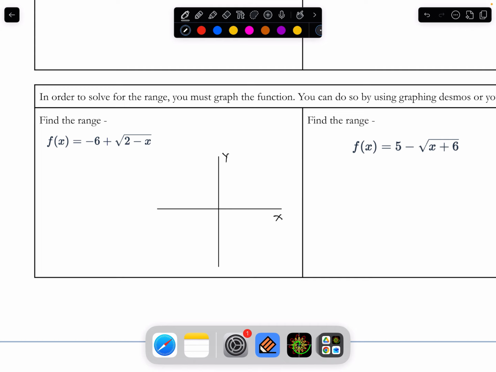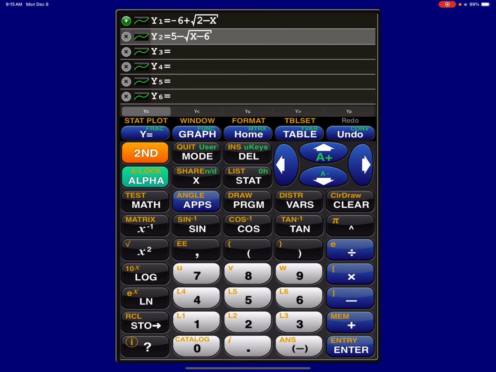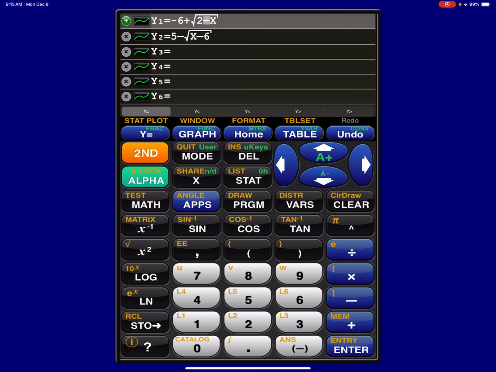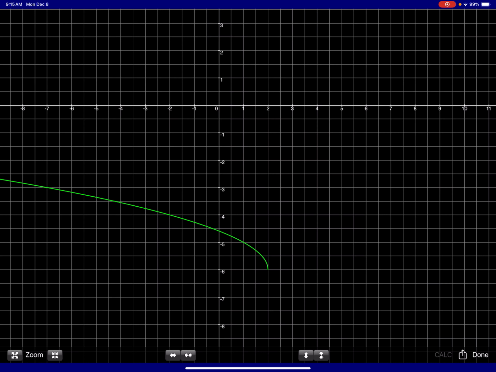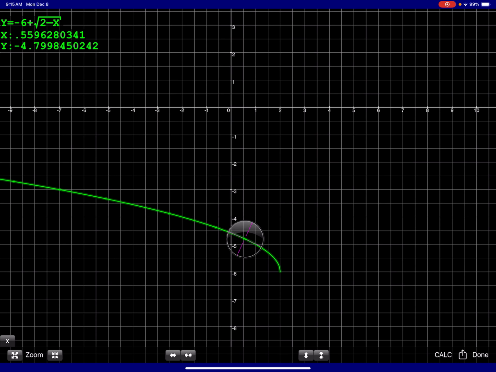All right, so I've got -6 plus radical 2 minus x. So you can see in y1, I've got -6 plus radical 2 minus x. Make sure everything is underneath the radical before you graph. And then I'm going to take a look at the graph. And you see here, as I travel along, the graph stops or ends at a point right there, okay? And that point is the point 2 comma -6, right?